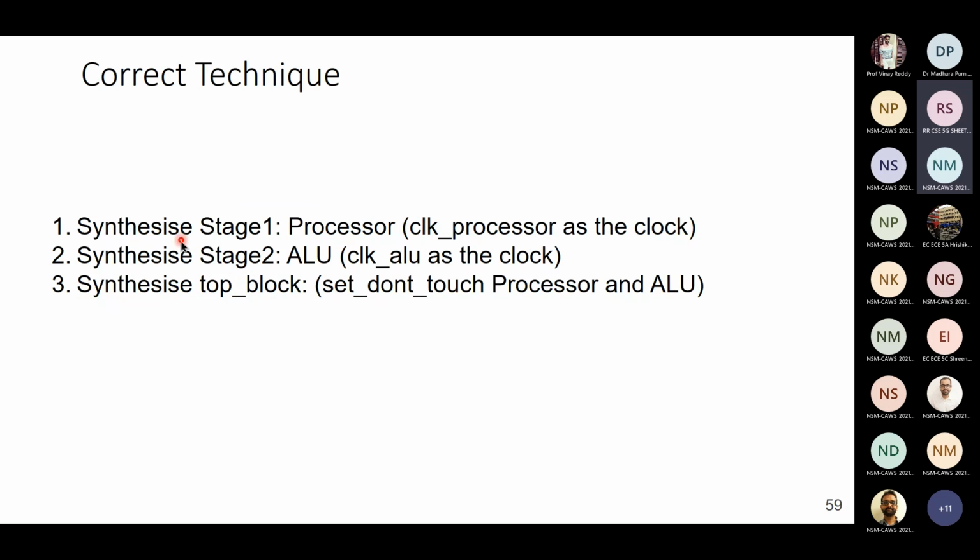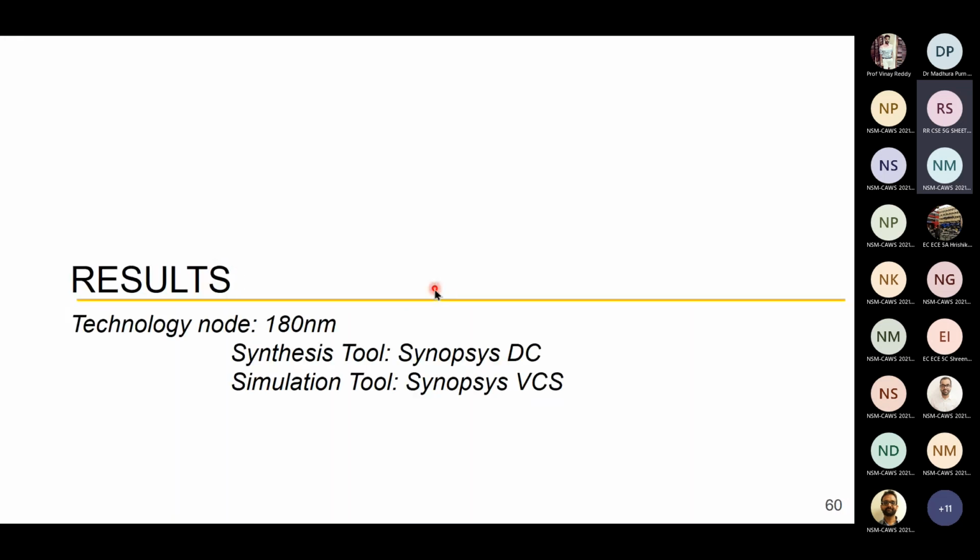where what we have done is we have synthesized. Now, this is the most important part of this project: we synthesized stage 1 and stage 2 independently and ran them at the maximum clock. And then when we went to the top block, we set don't touch. That means the Verilog code, which is the synthesized code, was not allowed to be changed by the Design Compiler. And then the code worked perfectly fine. Before that it was giving errors. So this is the correct result that we have got.